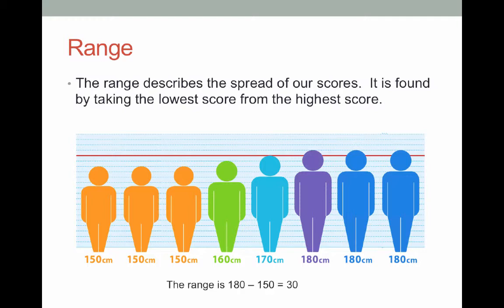So the range for this set of data is going to be 180 take away 150, the highest minus the lowest, which in this case is 30. This tells us that our range, or the spread of our scores, ranges over 30 different numbers.